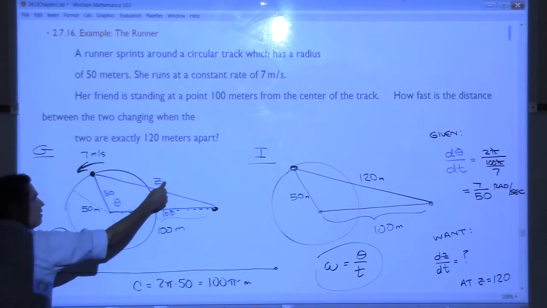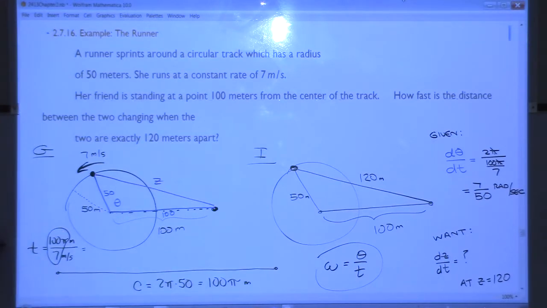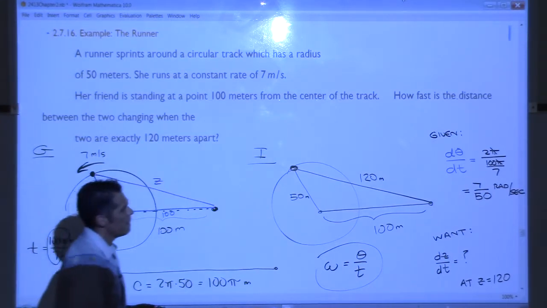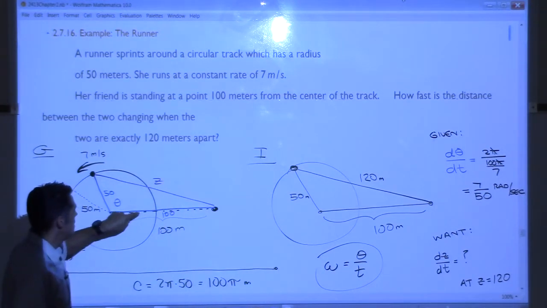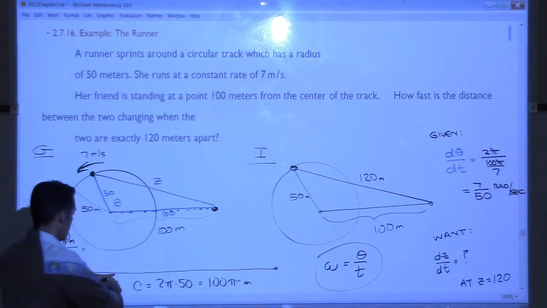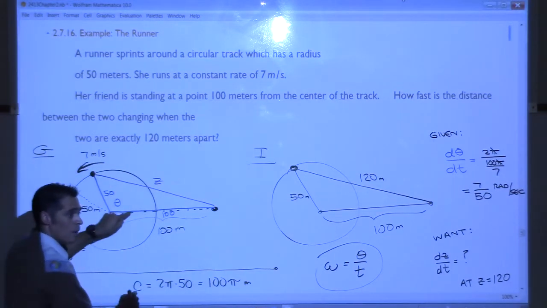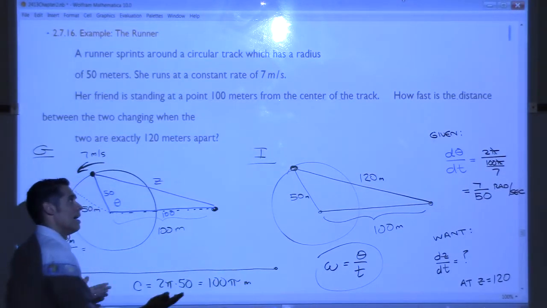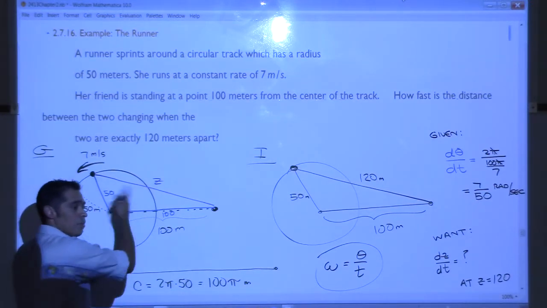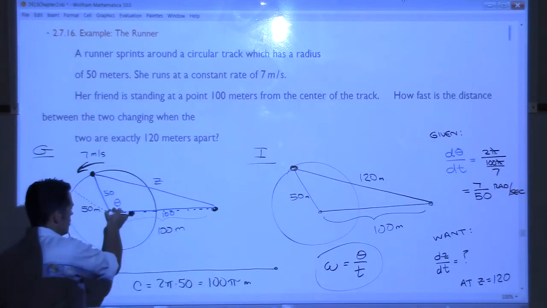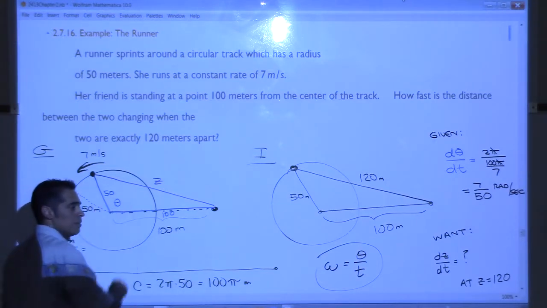And we're trying to figure out how fast z changes. Remember I said we wanted to figure out what was the distance around the track one time, right? That was our distance. So now we ask, what's the angle that it takes to go around the track one time? And that's 2 pi, right? 0, pi, 2 pi is all the way around.